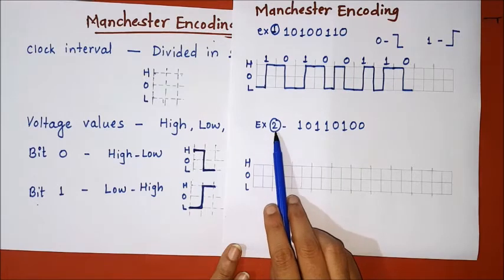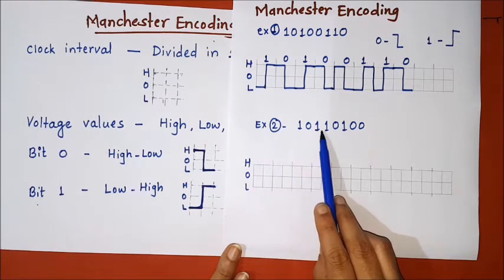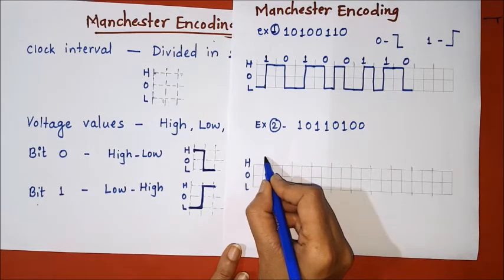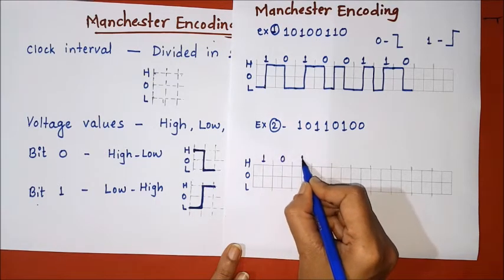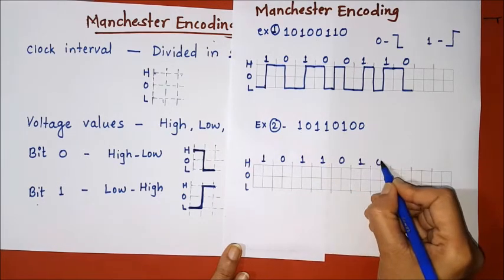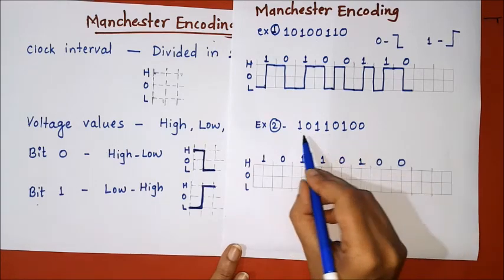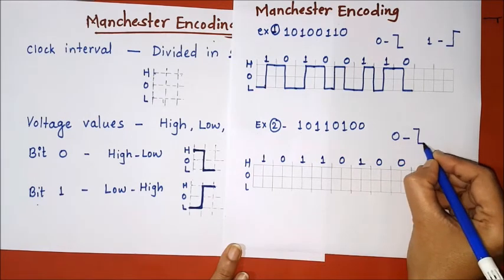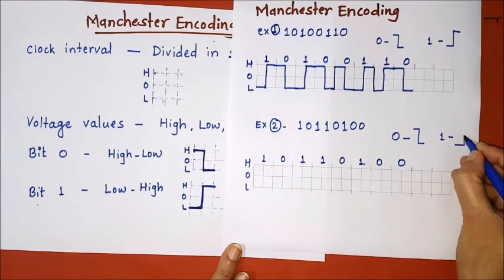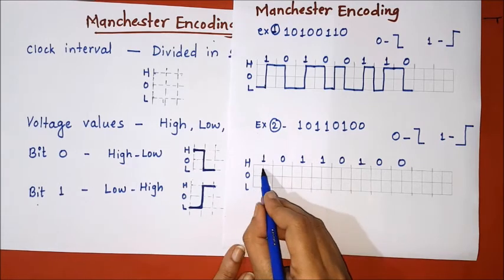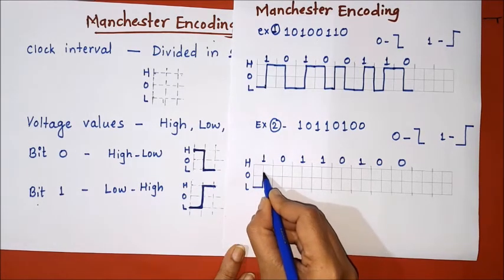We'll solve one more example for the bit string 10110100. So here also one clock interval per bit which is divided into two parts, 1 0 1 1 0 1 0 0. To represent it in Manchester encoding, 0 is represented as high-low and 1 is low-high as per the IEEE 802.3 standard. So the first bit is 1 here, so low, high.